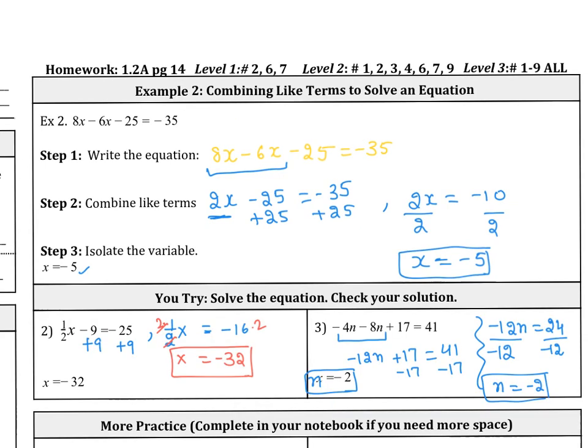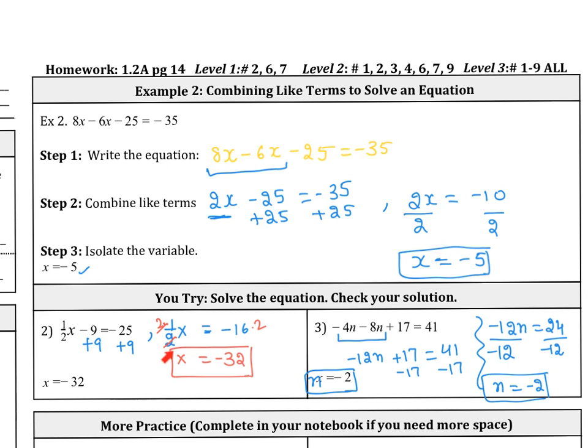So now you try problem number 2, solve for x. So it means that you're going to isolate this term from 9. So you're going to do the opposite operation to remove 9 from this side. To remove 9, you're going to add 9 on both sides, because that's the opposite operation of subtraction. So 1 over 2 x will be equal to negative 25 plus 9, which is negative 16.